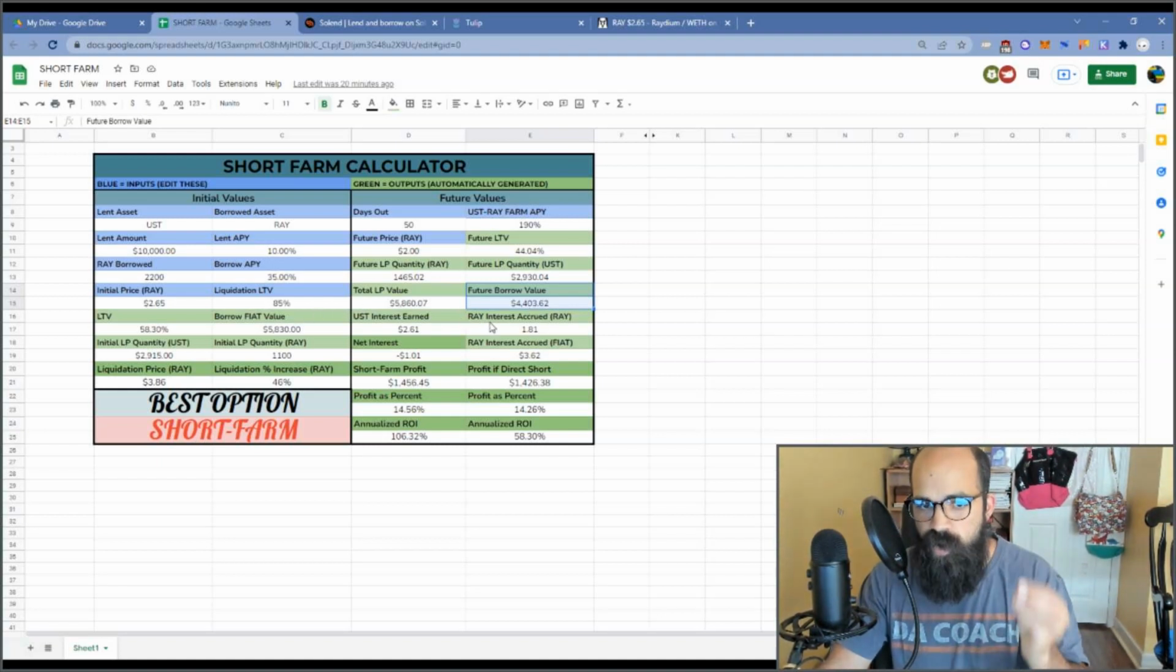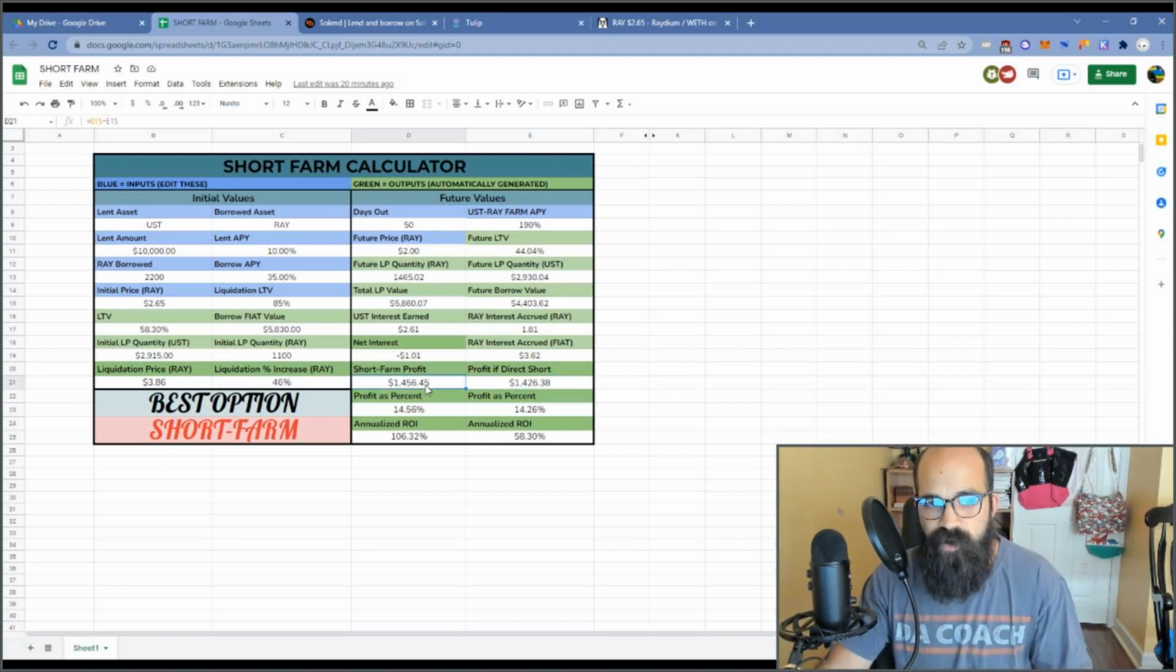So if we did a pure direct short, we would have made a profit of 1,426. The short farm is 1,456, so it's only $30 more, but it is technically more. So the short farm is still technically better. And you earned $2.61 in interest over that time frame. So your net interest is technically negative $1.01, which means you paid more interest than you earned. That is to be expected because borrow interest is almost always higher than lend interest, for probably obvious reasons to anyone who understands lending and borrowing.